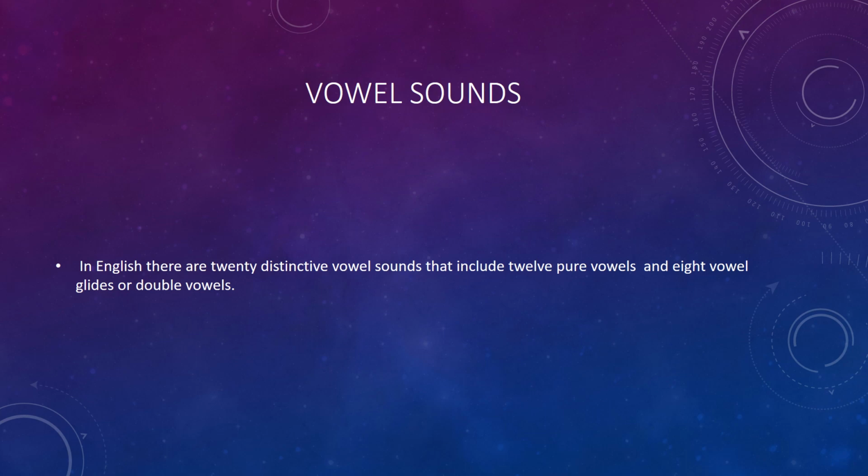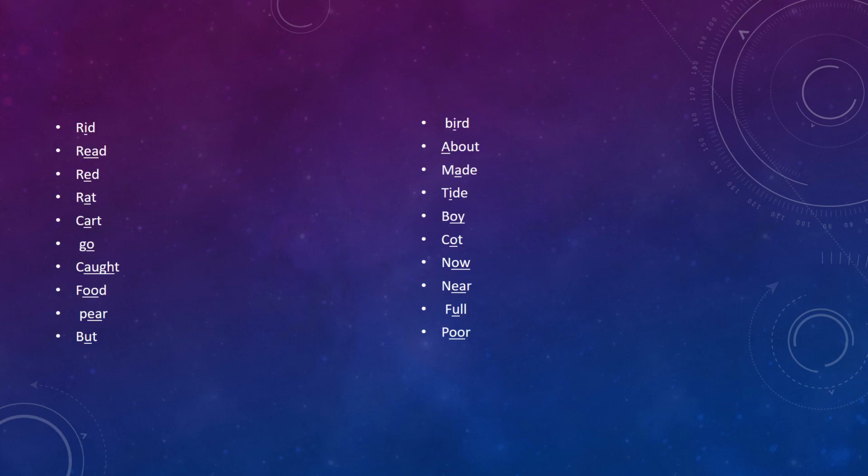And now we come to the vowel sounds. In English, there are 20 distinctive vowel sounds that include 12 pure vowels and 8 vowel glides or double vowels. Here is a list of all the vowel sounds of the English language.